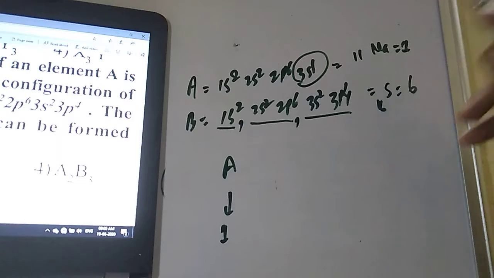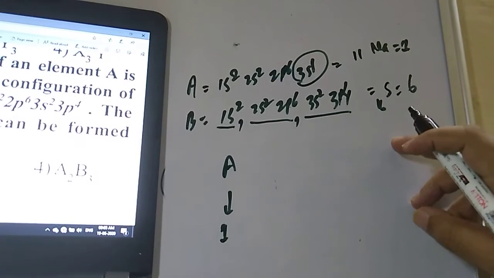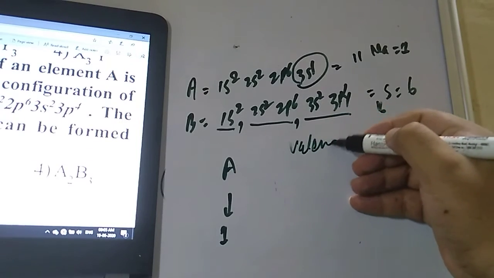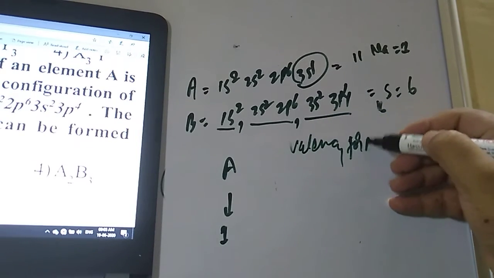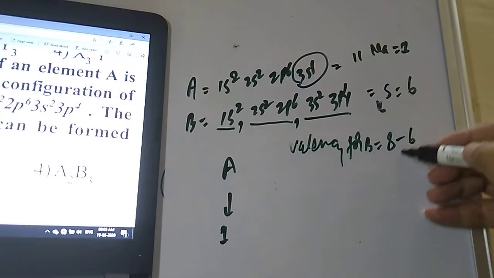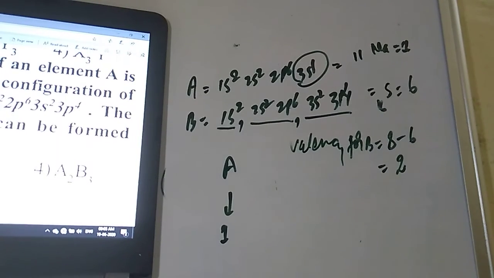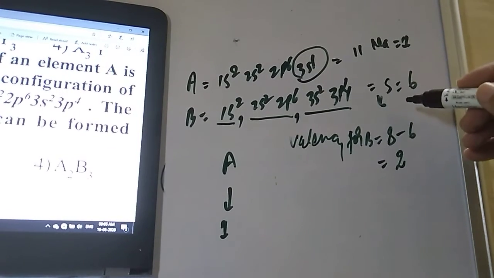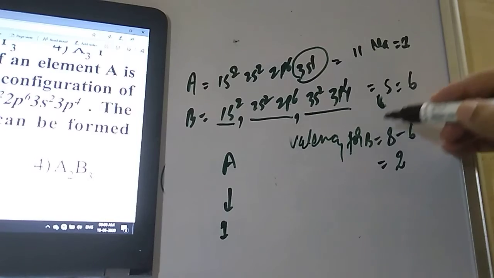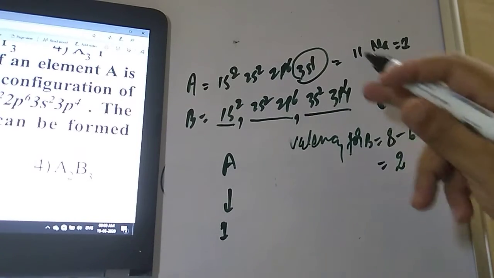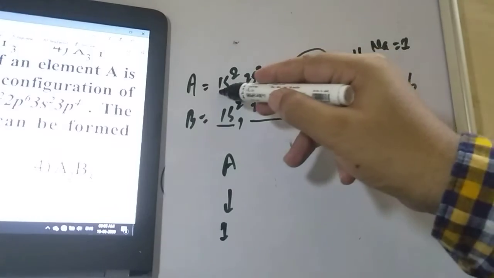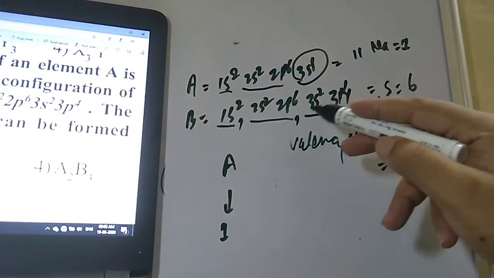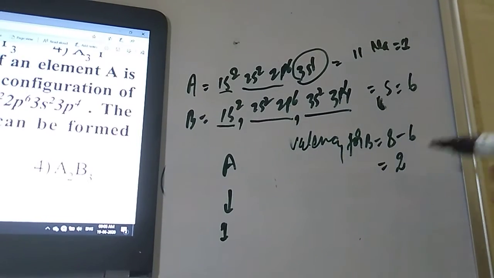So here A is 1. Now if more than 4 is there, how do we calculate the valency for B? 8 minus 6, so how much is coming? 2. And if more than 4 valence electrons are there, we subtract from the octet, and when less than 4 is there, we take it directly. So for A, 2, 8, 1, valence electron is 1. For B, 2, 8, 6, valence electron is 6. So valency is how much?